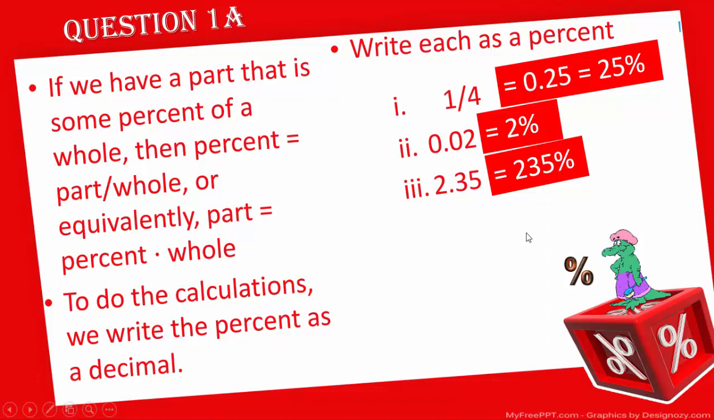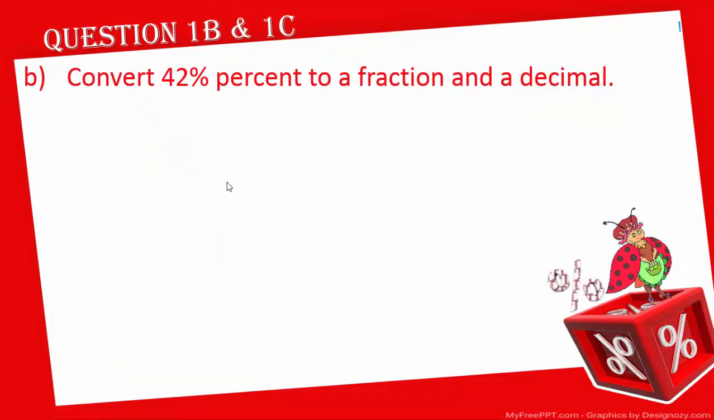Now coming back to the PowerPoint, we'll just fill it in, and there we have it, just like we did on the whiteboard. Now let's look at question 1b. And question 1b asks us to convert 42% to a fraction and a decimal. So we will return to the whiteboard and work this out in detail. So here on the whiteboard, we're going to convert 42% into a fraction and we're going to also convert it into a decimal.